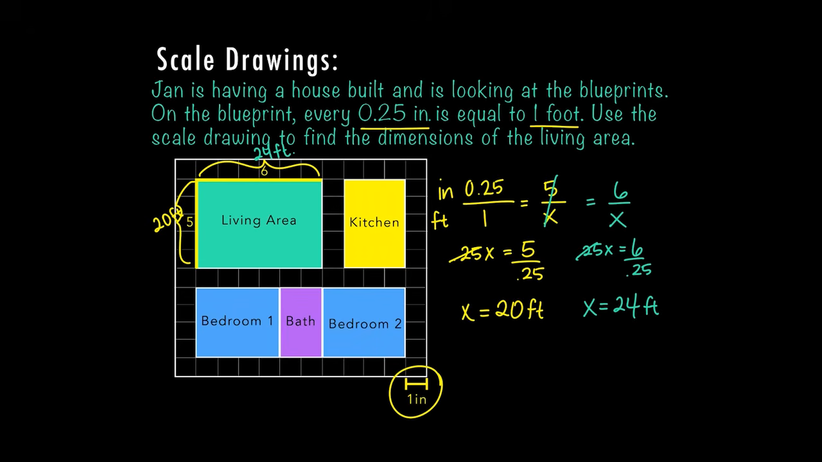Once you figure out what the conversion is, we can see that we need 4 of these quarters for every foot. And so I can do 4 times 6 to get my total feet, or 4 times 5 to get that total feet. So now I can tell that the dimensions of the living room are 20 by 24 feet squared.